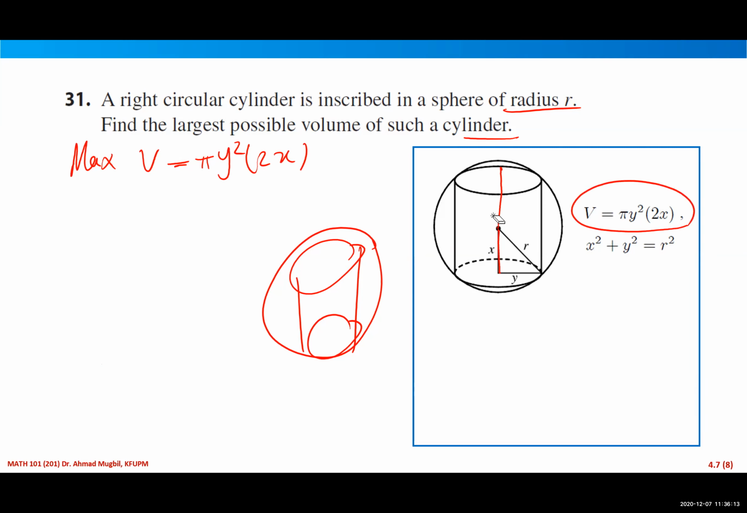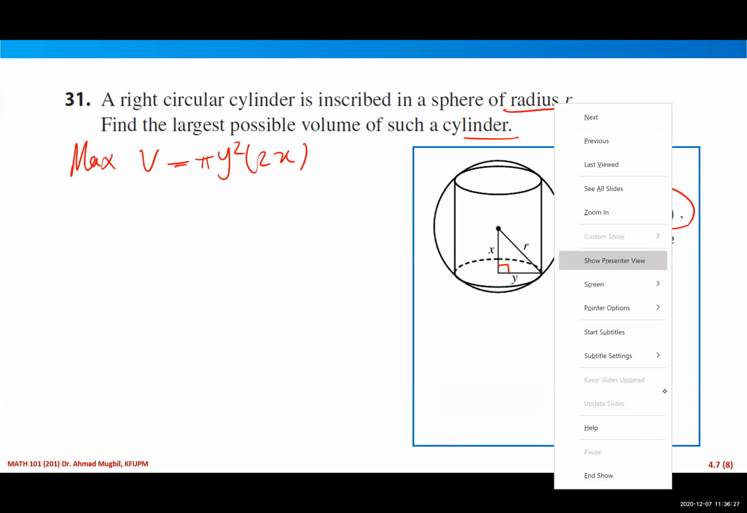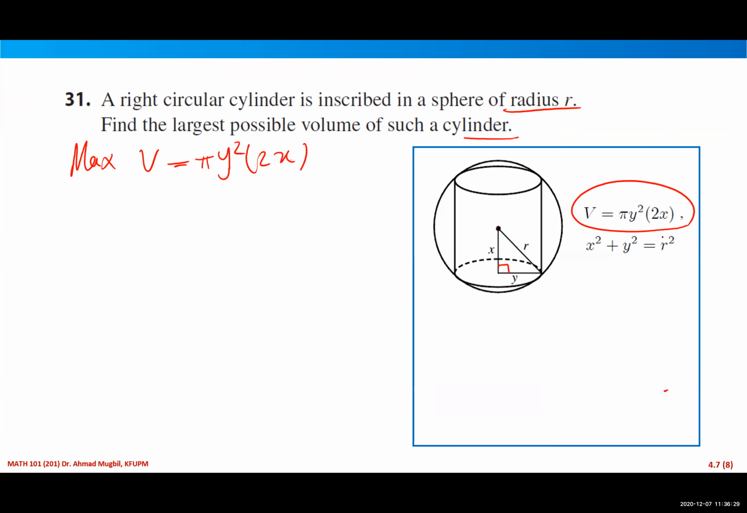This is the volume of the cylinder. Of course, we need to replace y or x here. We want it to be one variable, a function of one variable. So what we will do, we will find the relationship, and it is from the Pythagorean theorem here. And of course, you can also find it from the circle that you have here. It is the Pythagorean, by the way, r squared equals x squared plus y squared. Solve it for y and replace y to have it as a function of x only.